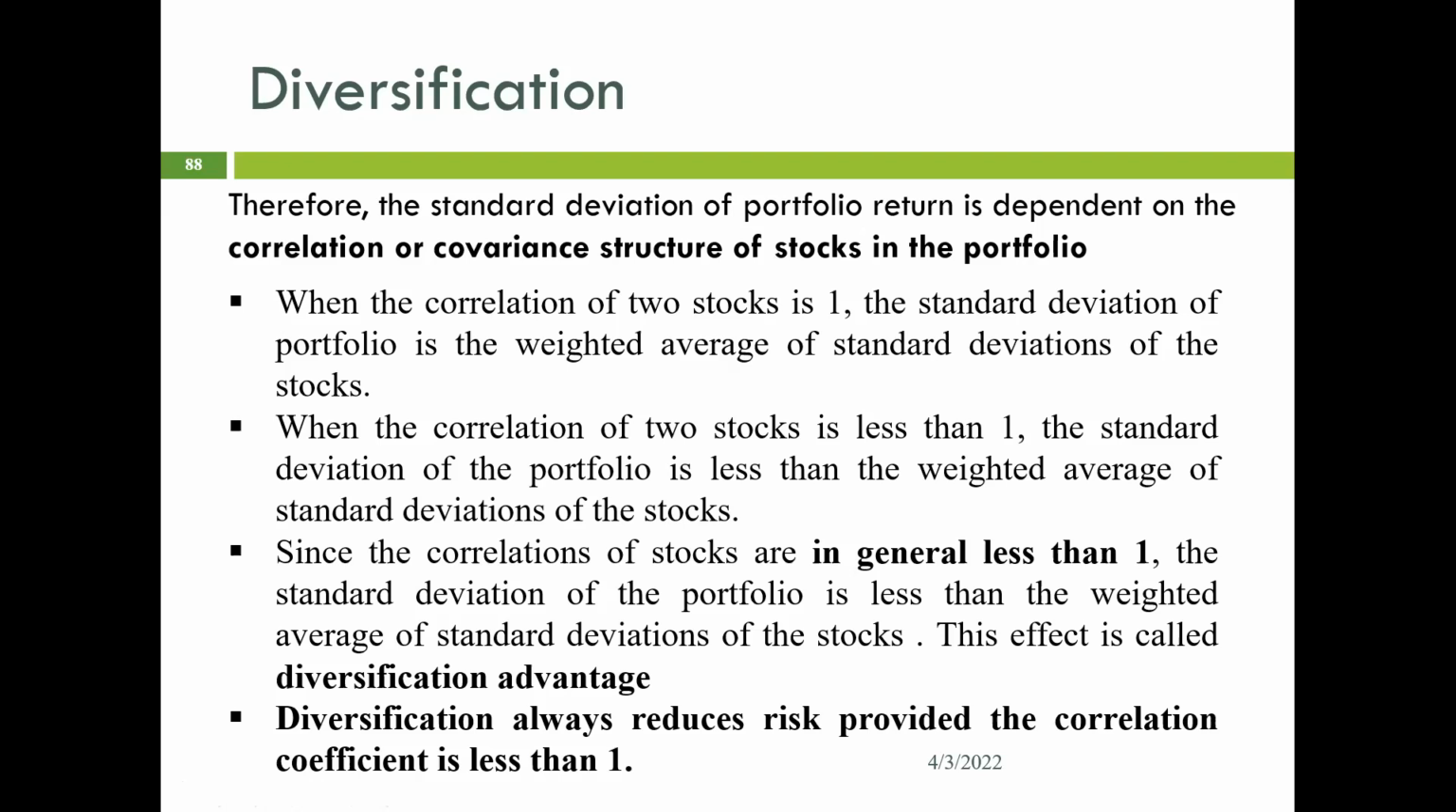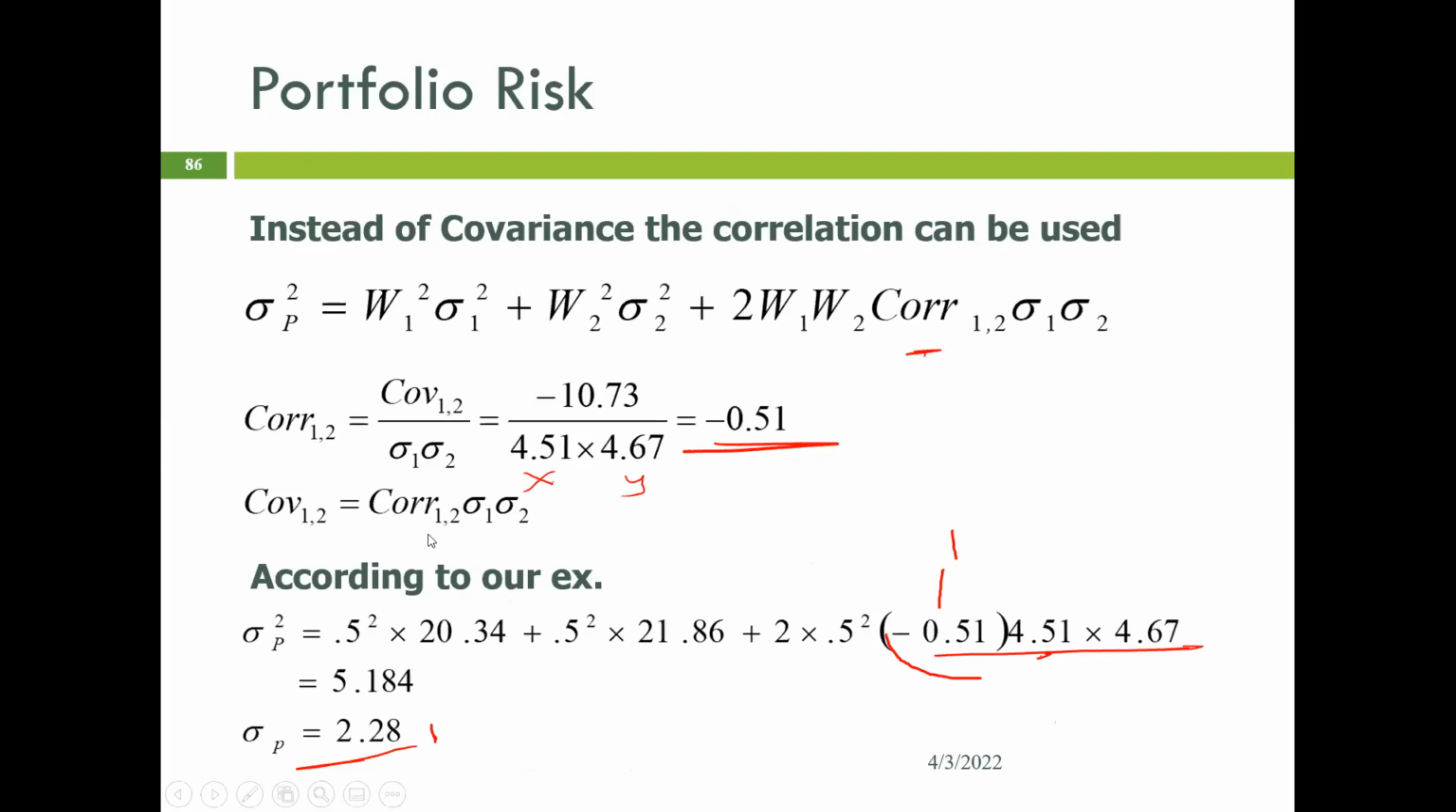So if in a question you are asked whether you have gained diversification advantage or effect by constructing this portfolio, you calculate the portfolio risk and compare it with the weighted average standard deviation. If it is less than the weighted average standard deviation, normally there is a diversification advantage. This is our objective in constructing a portfolio: to reduce the risk. So now I think it is clear that risk depends on the correlation and covariance structure. It is not the weighted average standard deviation.